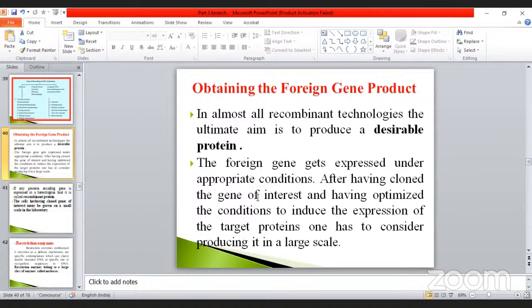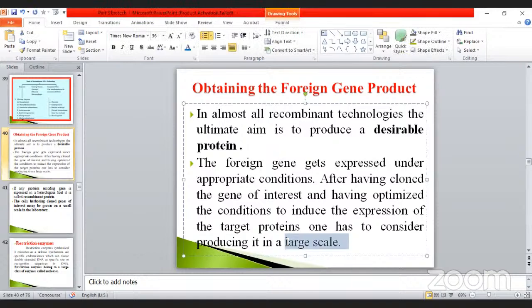After having cloned the gene of interest and having optimized the conditions to induce the expression of the target proteins, one has to consider producing it on a large scale. That is very, very important. Not in the single one. Okay. The production is commercial oriented and also large scale, industrial oriented. Insulin production, antibody production industries. At the same time, immunoglobulin, anti-serum production industries, like that. Okay. So these are all interferon, insulin, and also other polypeptides.